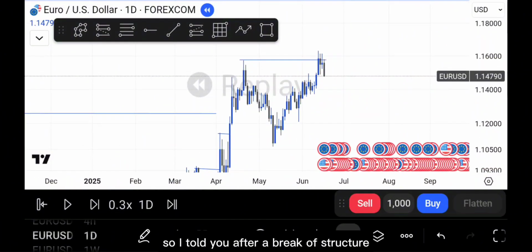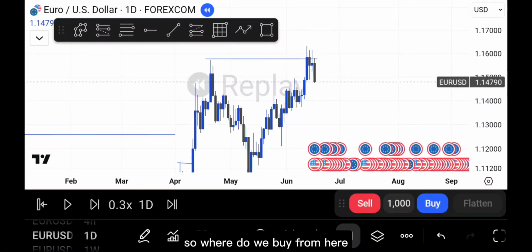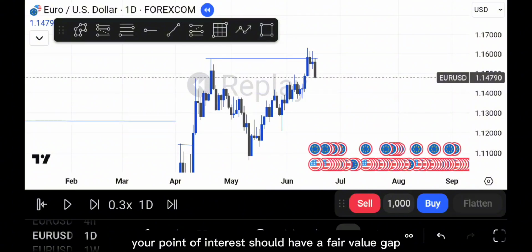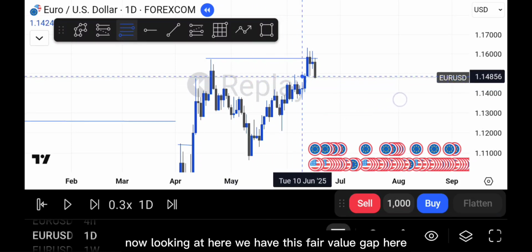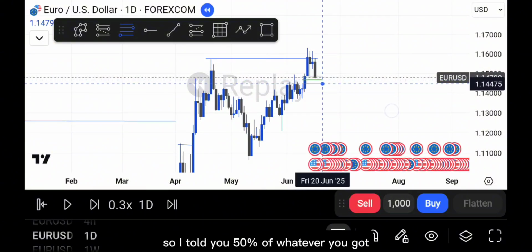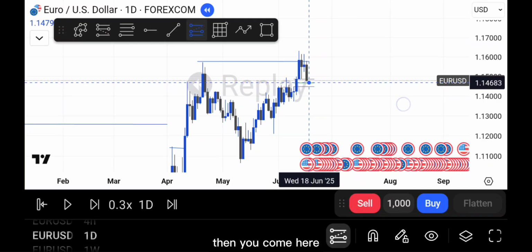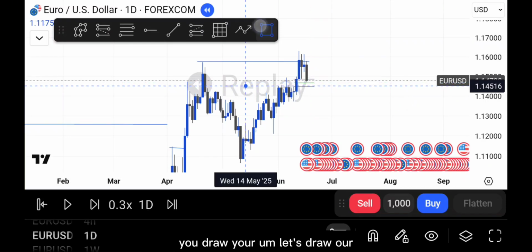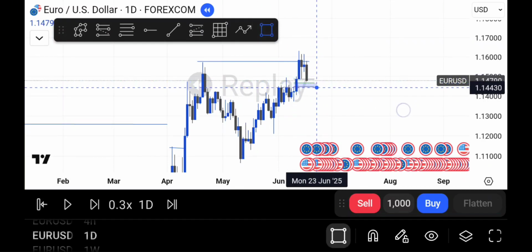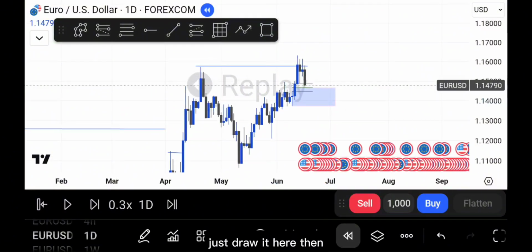I told you after a break of structure, the next thing to look for is where you will buy. So where do we buy from here? I told you your point of interest should have a fair value gap for you to always have a high win rate. Now looking here, we have this fair value gap. I told you, 50% of the fair value gap. Then you come here and draw where we want to buy from. Just draw it here.